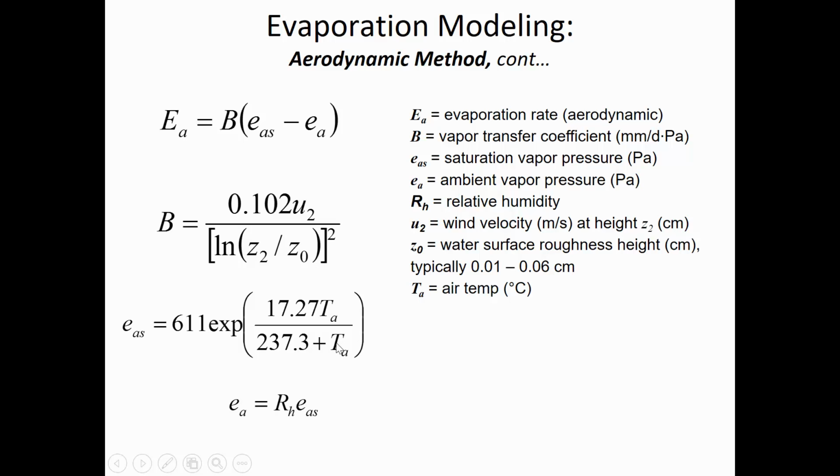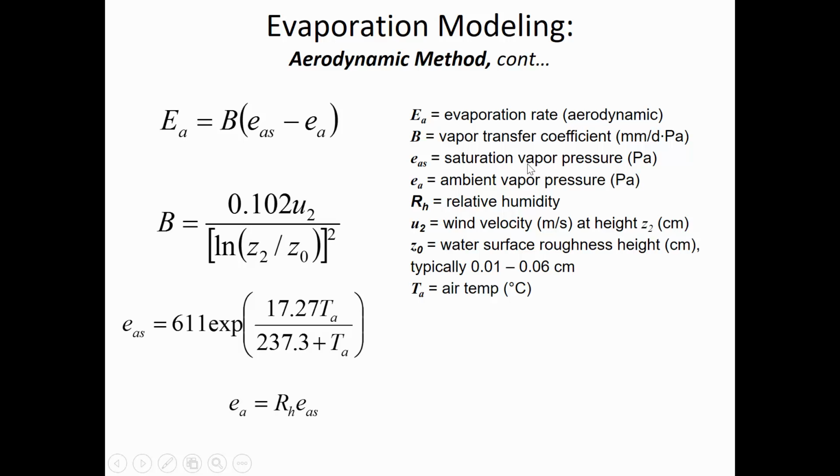You have to take into account the air temperature to estimate the saturation vapor pressure. The saturation vapor pressure and the ambient vapor pressure, the E sub AS and the E sub A, are both about looking at how much water is already in the air. The difference between the two is going to increase your evaporation rate. So if you want a lot of evaporation, what you're hoping for is a big difference between E sub AS and E sub A, a big difference between the ambient vapor pressure and the saturation vapor pressure.